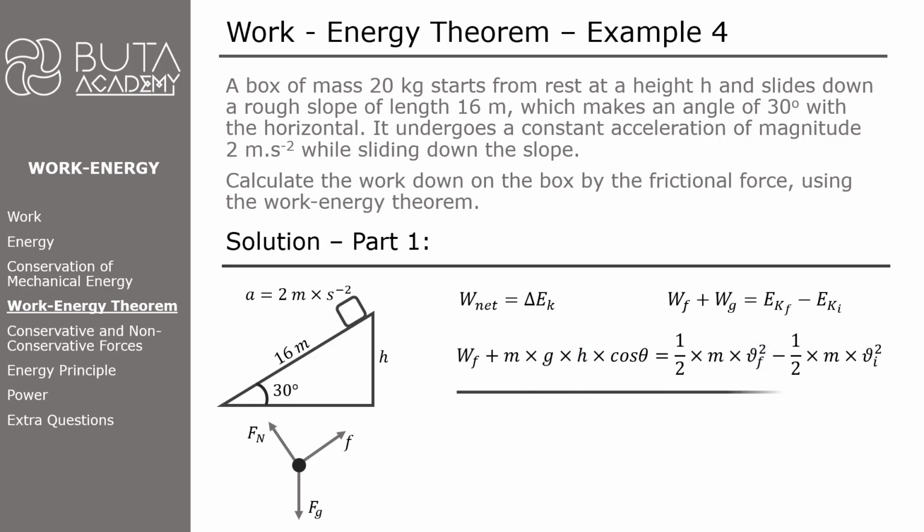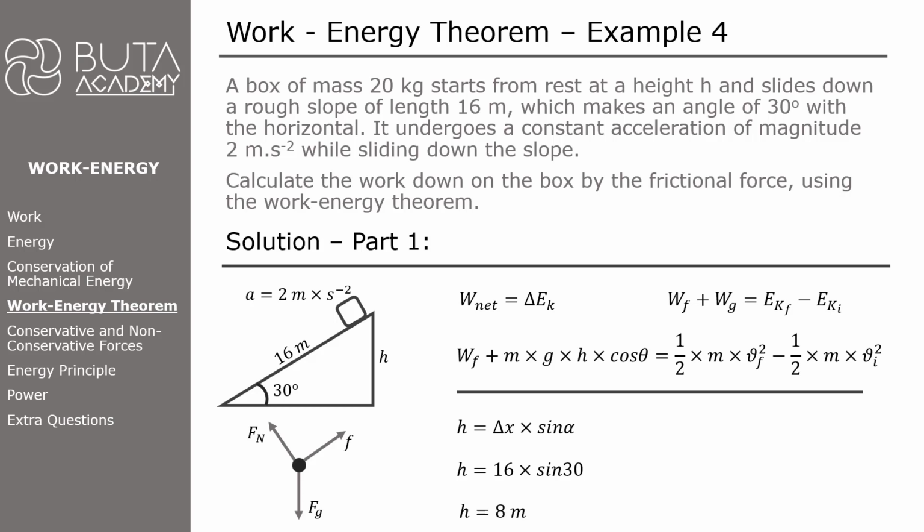To calculate height, we are going to use trigonometry. Side of a triangle opposing the angle, in this case the height of the incline, is equal to the hypotenuse of the triangle, which is displacement in this case, multiplied by sine of the angle of incline. 16 times sine 30 is equal to 8 meters.